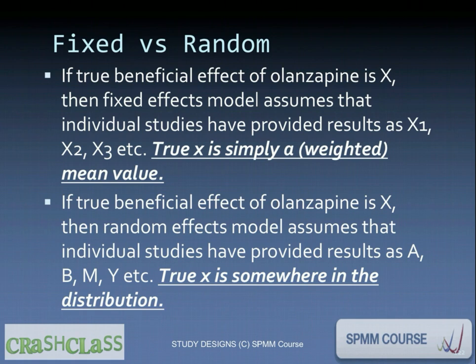What you get will be the fixed effect result. Okay, that's the assumption behind the fixed effect model. What about the random effect model?